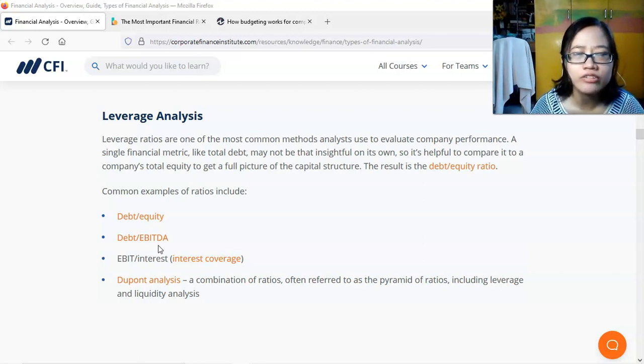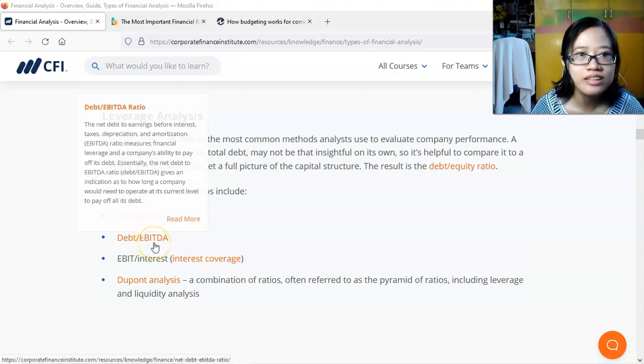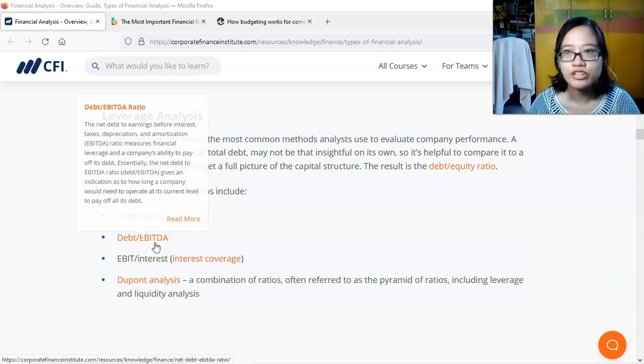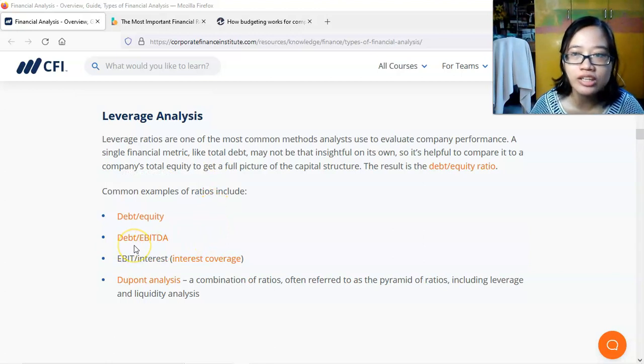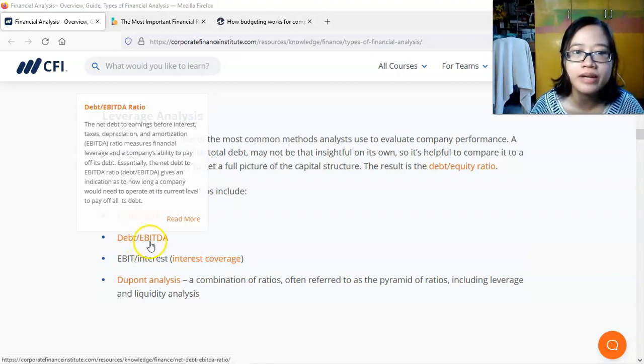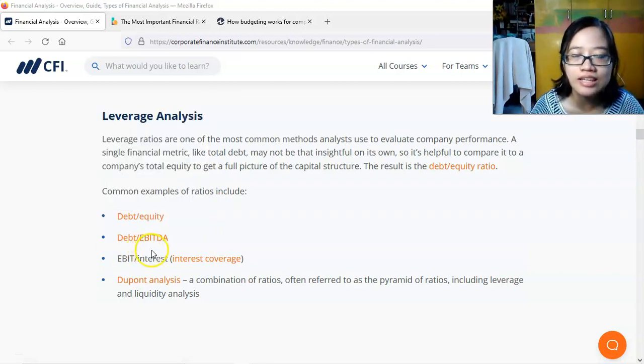Okay? I couldn't remember kung anong EBITDA. Okay, EBIT. Oh, depreciation and amortization. Nandito pala. Thank you. Ayan, so in that, total liabilities divided by earnings before interest, taxes, depreciation, and amortization.